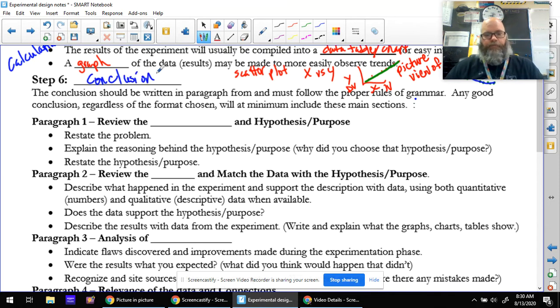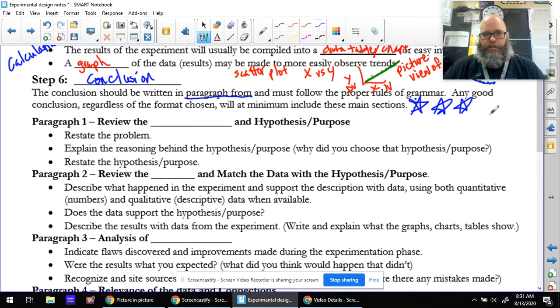We write a conclusion. Now, a good conclusion needs to be in paragraph form. Okay, so that's important. So we want to make sure that we're following proper rules of grammar, of course, full sentences. Any good conclusion, regardless of the format chosen, will at minimum include these main sections. Okay, so if you were taking notes, and you could be taking notes along with me side by side in a notebook or something, I would have you star this section. There are two parts of the investigation that you're going to be doing at home that I'm going to be putting my most attention to when I grade it.